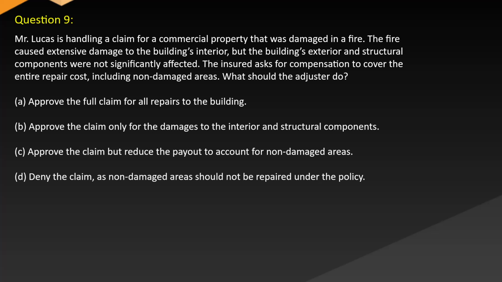A. Approve the full claim for all repairs to the building. B. Approve the claim only for the damages to the interior and structural components. C. Approve the claim but reduce the payout to account for non-damaged areas. D. Deny the claim as non-damaged areas should not be repaired under the policy.